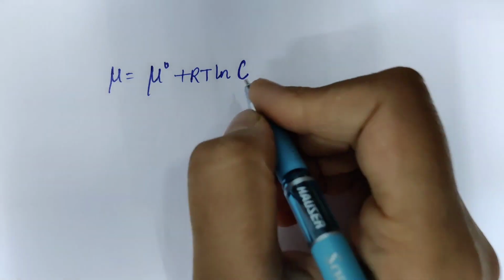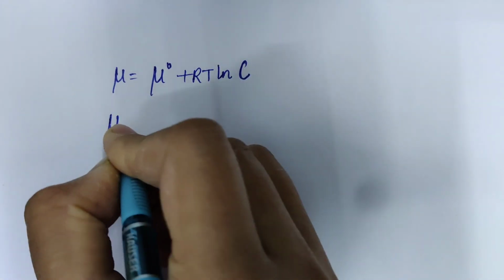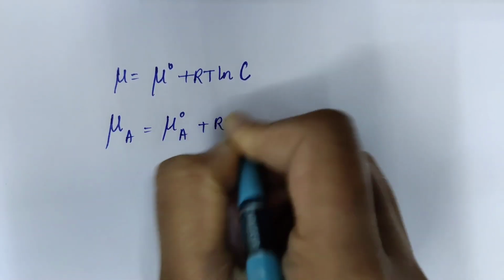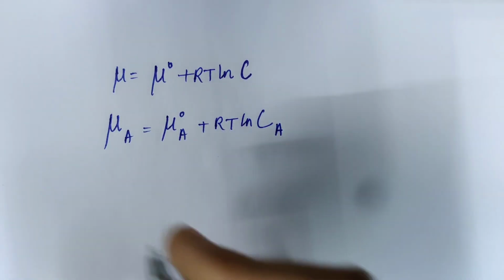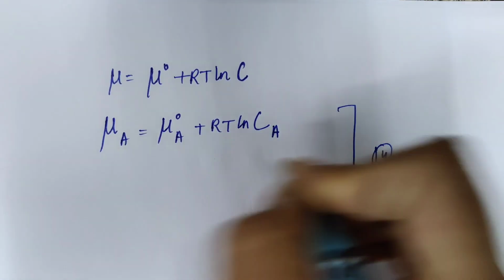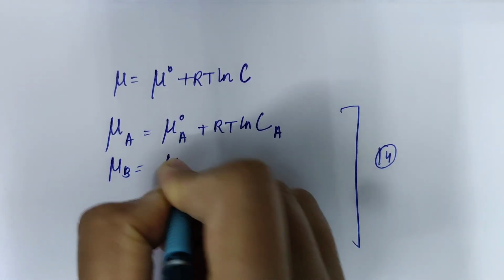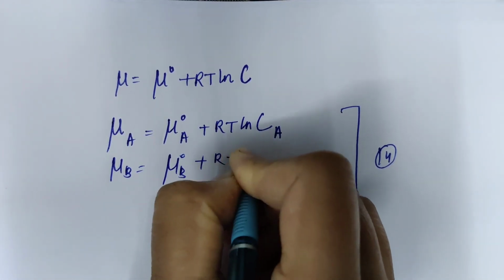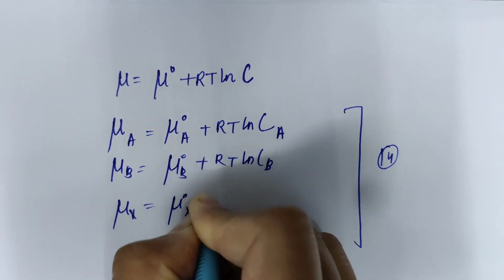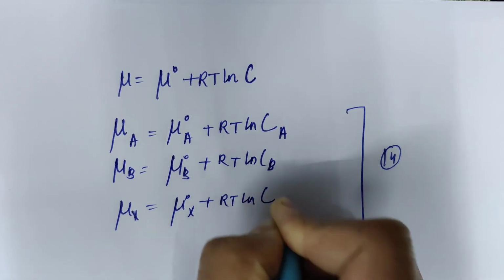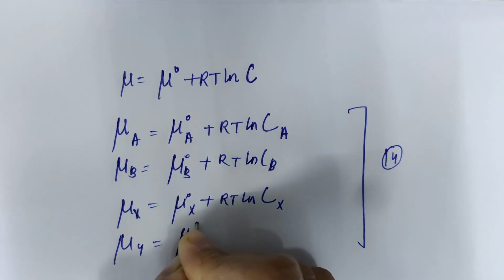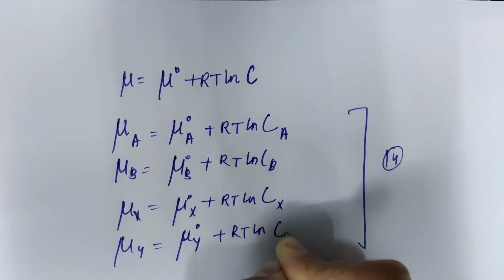C is concentration. So if I write this for all the reactants and products, my combined equation will become mu of A is equal to mu A naught plus RT ln C of A. Let's say this is equation number 14. So mu of B is equal to mu B naught plus RT ln CB, mu of x is equal to mu naught of x plus RT ln C of x, mu y is equal to mu naught y plus RT ln C of y.